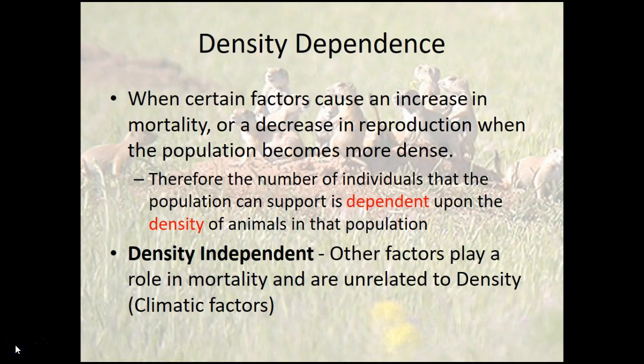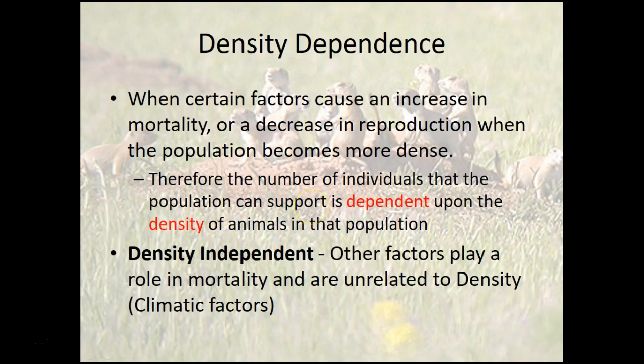So as a quick reminder, remember density dependence are factors that cause an increase in mortality or a decrease in reproduction when the population becomes more dense. So things like potentially disease, things like habitat degradation. Therefore, the number of individuals that the population can support is dependent upon the density of animals in that population. So if the population can support more when the density is less, then it would be density dependent.